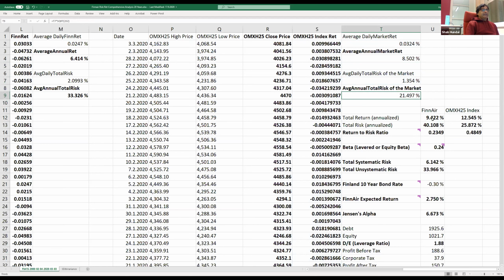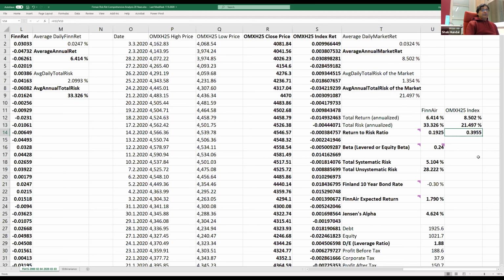And after we have these statistics, so this would be this. And this would be this number. And these are the ratios.